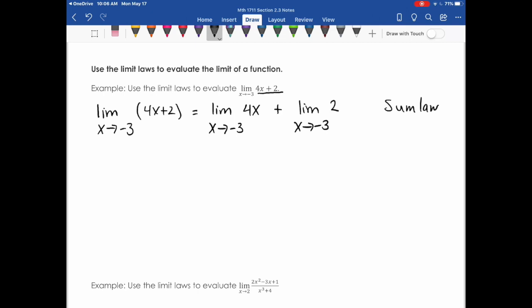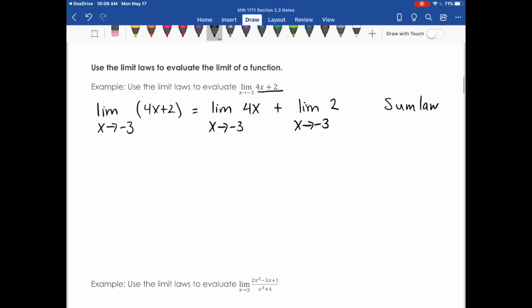Now, I can use the constant multiple law, where we have a constant in front of our function. That's the 4 in front of the x. I can pull that outside, and I can write that as 4 times the limit as x approaches negative 3 of x. And I'm just going to carry down the limit as x approaches negative 3 of 2. So all I did was use that constant rule.